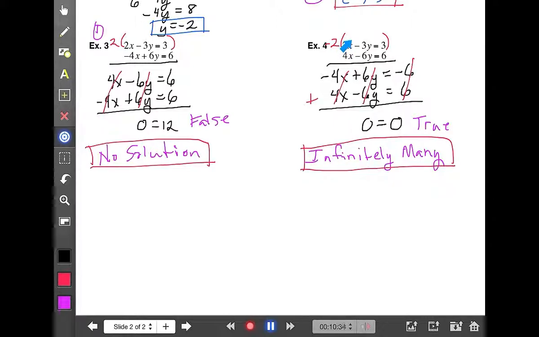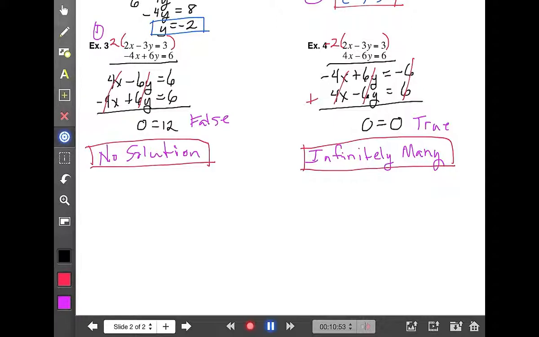I'm covering that up because that's going to go away. Y would have to be what? -1. So one of your solutions would be 0, -1. That's just one possible solution. And what would be 4 times 0 here? 0, and -6 times -1 does give you a positive 6. So it does work on both equations.